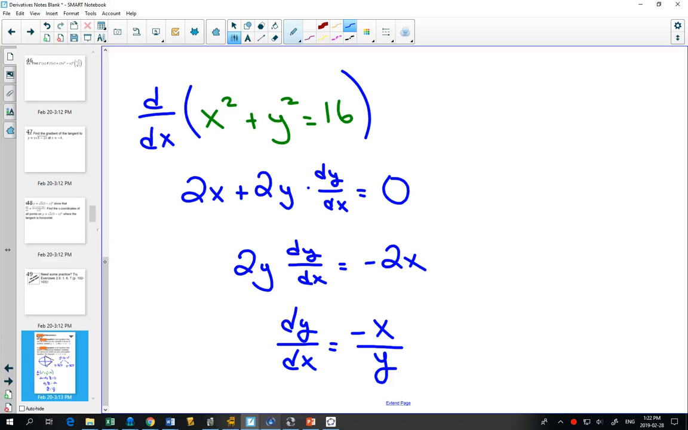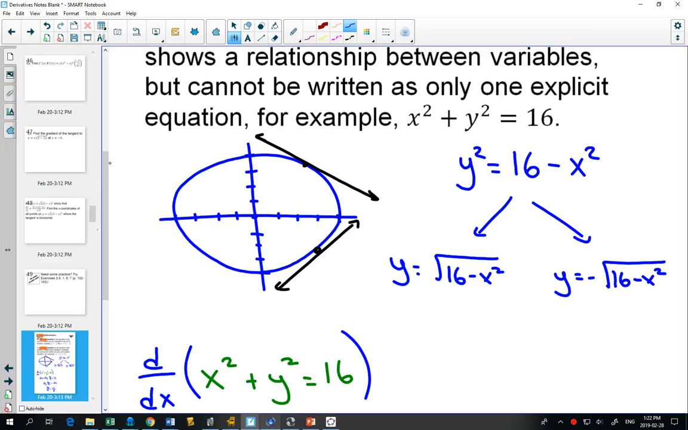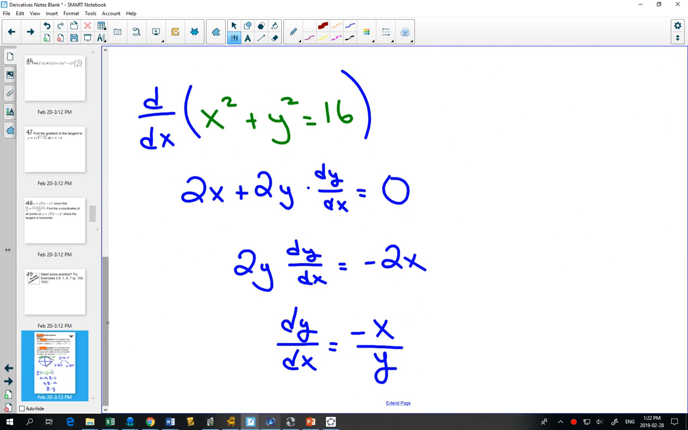Something that we can see from our circle. Can you see that at the very top of your circle, you would have the point (0, 4). Your x value would be 0. Your y value would be 4. If I drew my tangent here, it's pretty obvious that that would be a horizontal line, and that my slope would be 0. If I go to the formula that I just created, dy/dx, my slope should be negative x over y, which would be 0 over 4. I would get 0 at that point.